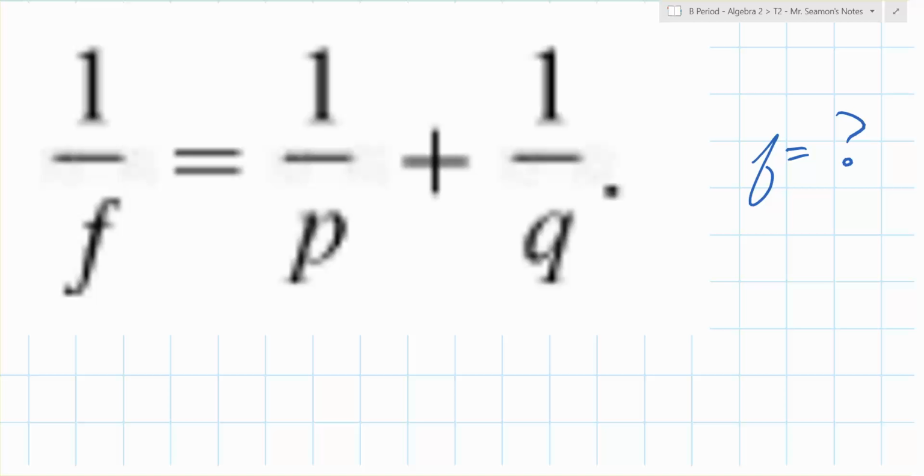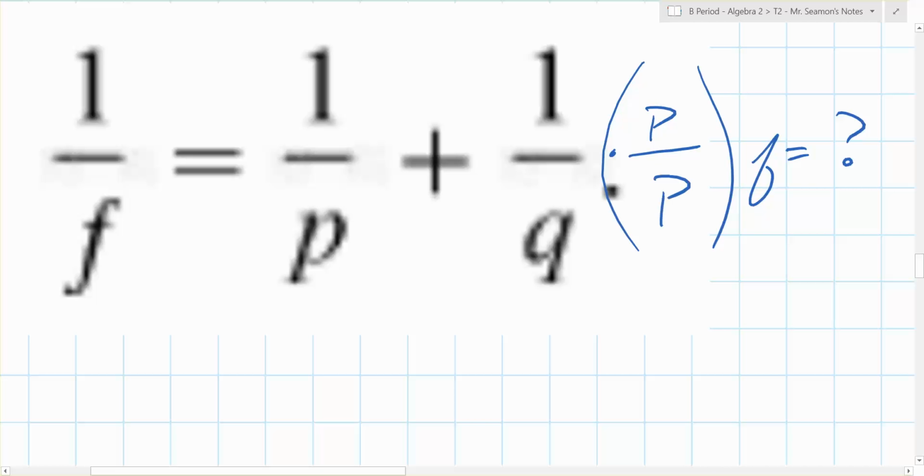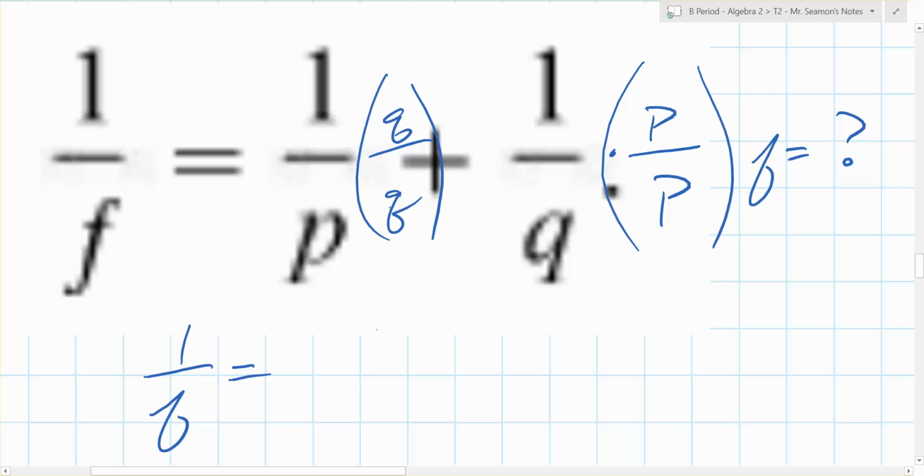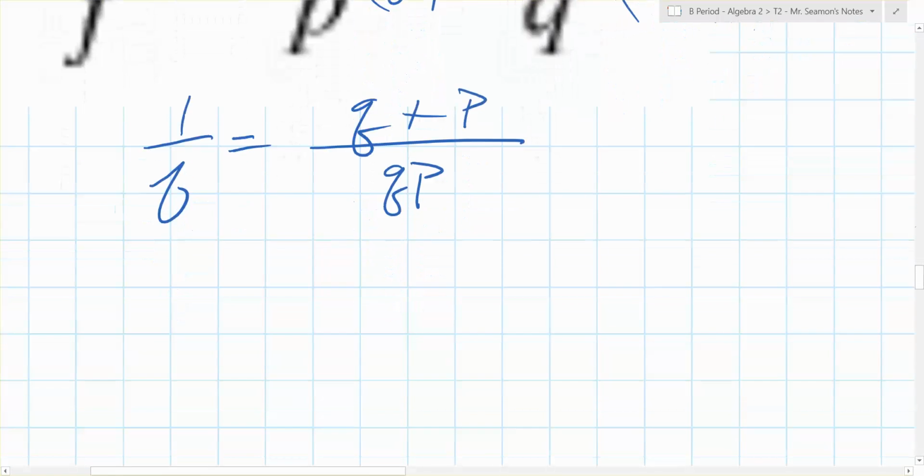So how do we add fractions? What do we multiply this one by? Q over Q. So what do you have? 1 over F is equal to Q plus P over what's the common denominator? I do not know why mathematicians like to pick letters that are similar in shape.